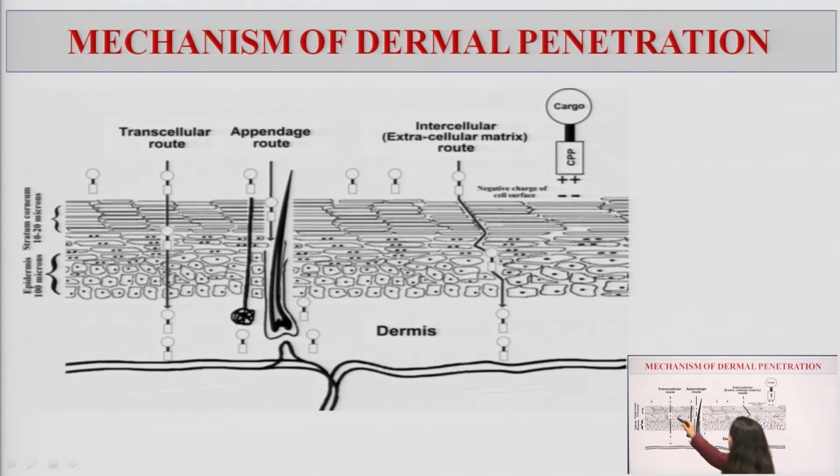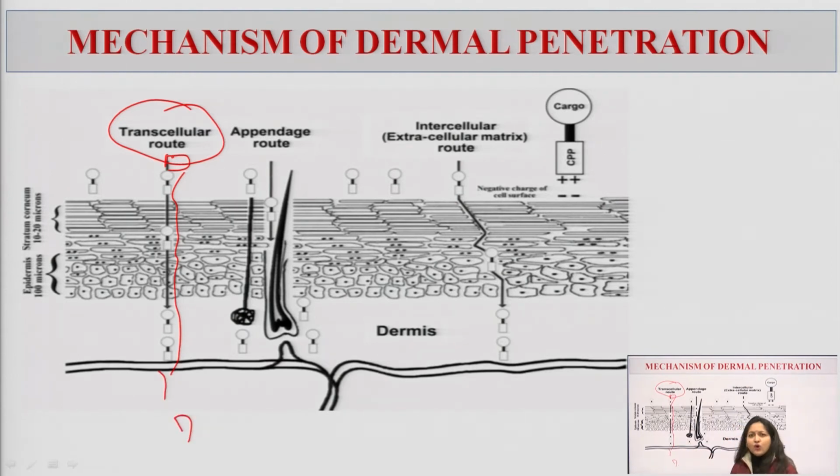Here we can see the very first thing is the transcellular route. Just now I discussed the transcellular route: between the cells there is a production of corneocytes, and it is a hydrophilic pathway. For example, if the API is present here, it is going to pass through this pathway and reach the dermis layer or the layer below, the subcutaneous layer. So this is the transcellular route.